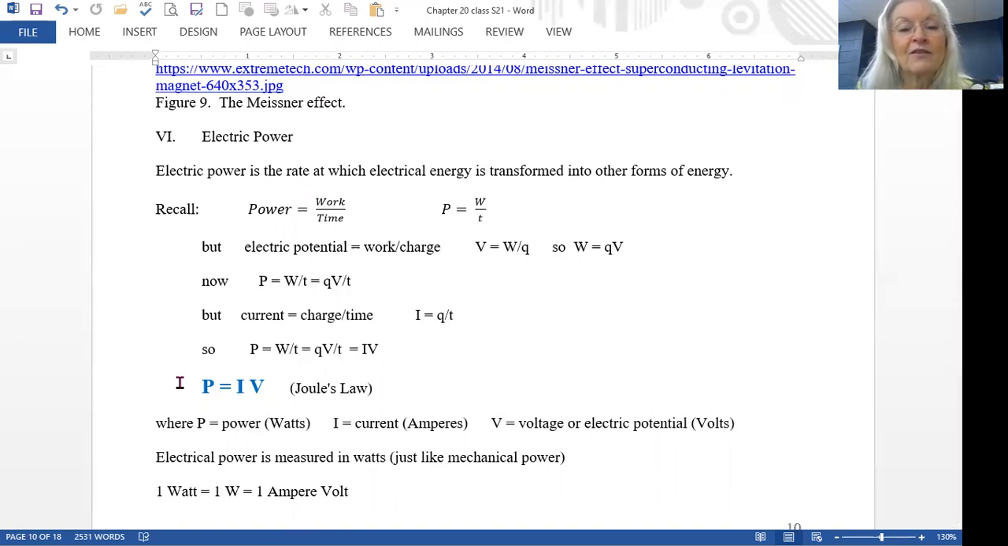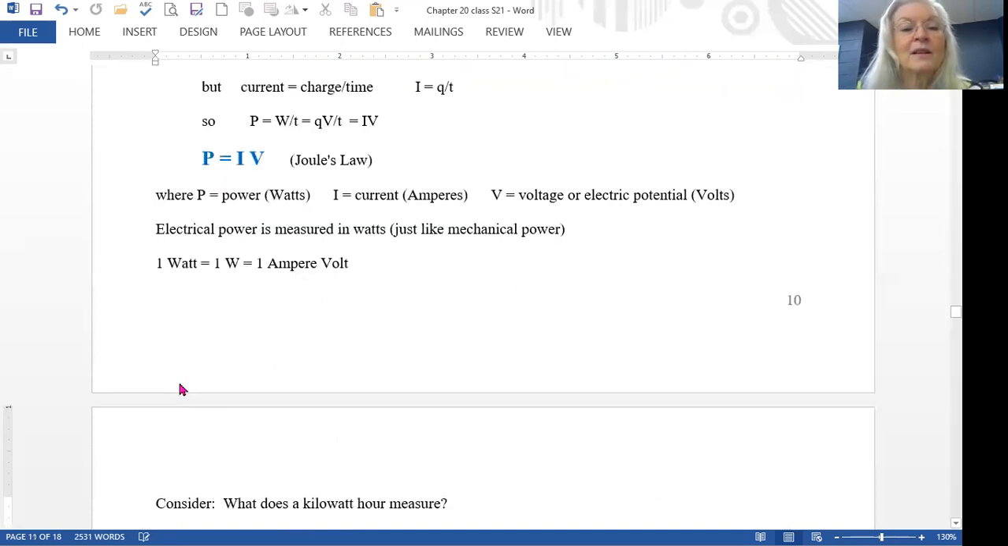So we had V equals IR, we've had R equals rho L over A, and now we have P equals IV. P equals IV is Joule's law. Some people just say, oh, PIV, P equals IV. Power is in watts, current is in amps, and V is in volts. All right.